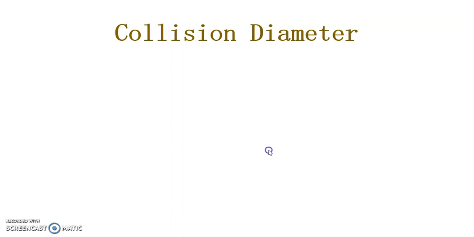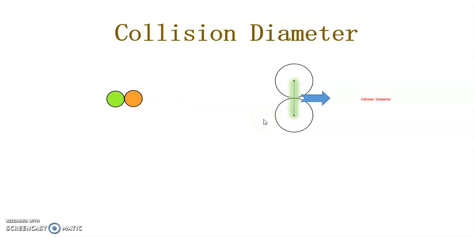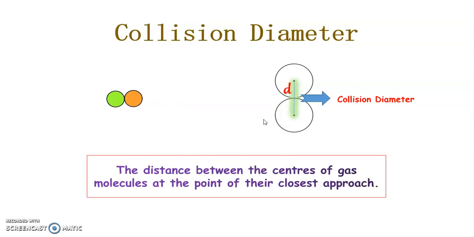First one is the collision diameter. When two gas molecules approach each other for collision, the distance between the centers of them at the point of their closest approach is known as the collision diameter and is denoted by d. Hence, collision diameter is the distance between the centers of gas molecules at the point of their closest approach.